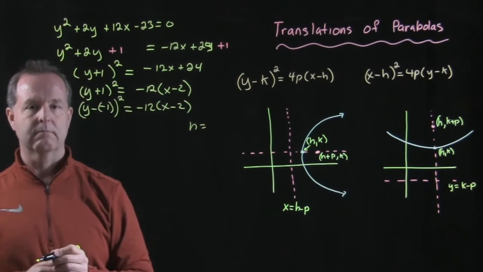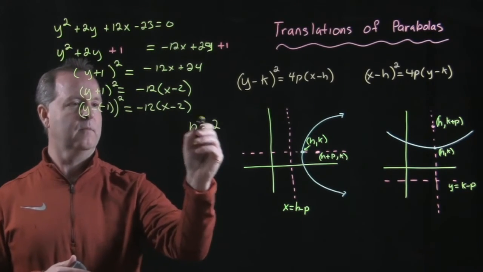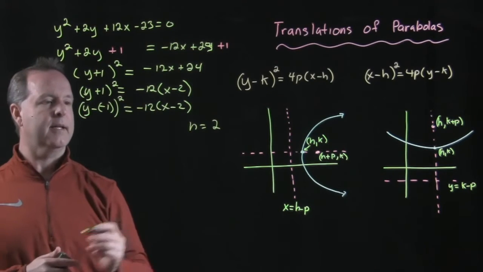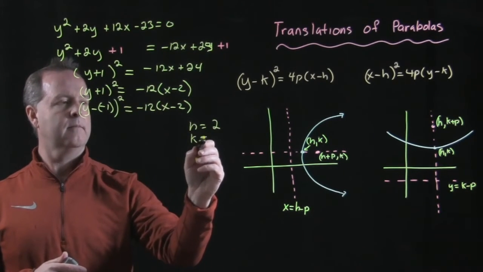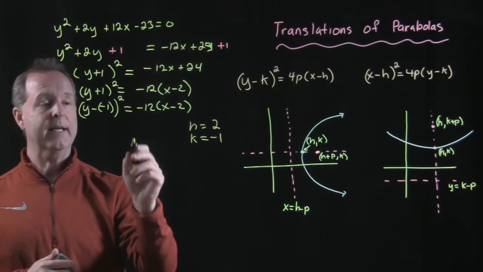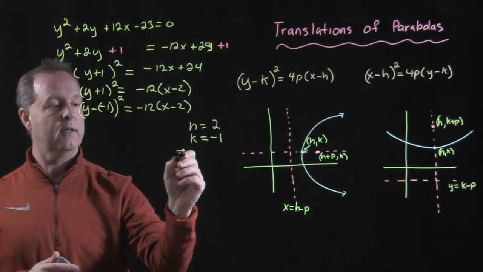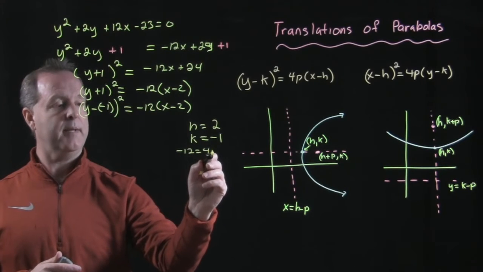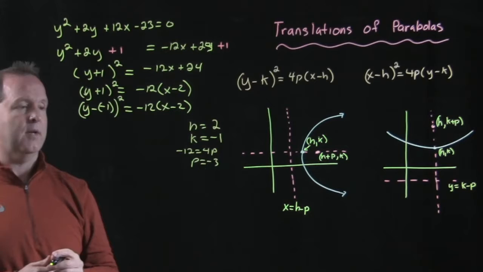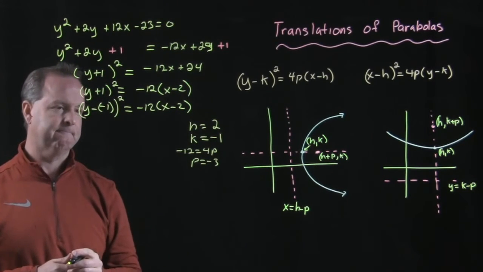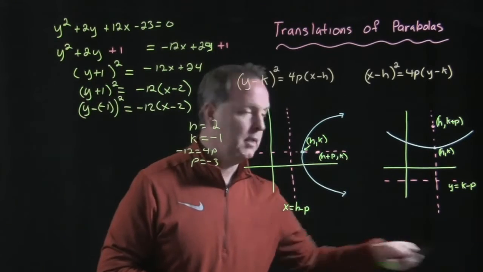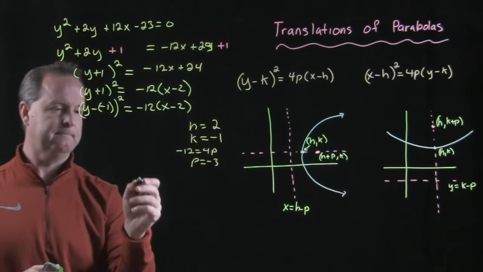h equals 2, listed right there. k, attached to my y term, is a negative 1. Good for you. p, I know that this term right there, negative 12, equals 4p. Therefore, p equals negative 3. And so now I know kind of where my focus is. From there, let's go ahead and start to graph.